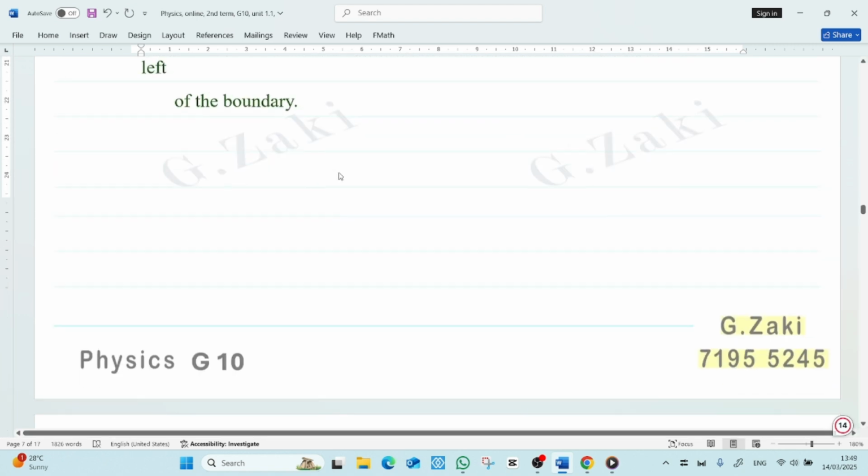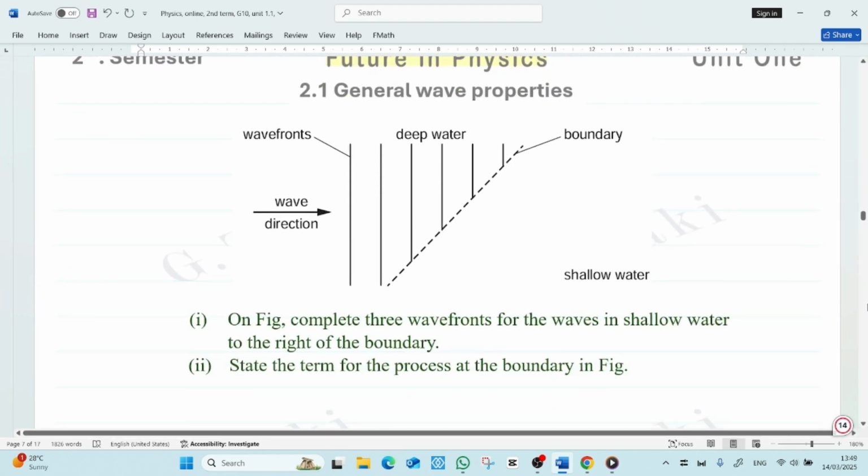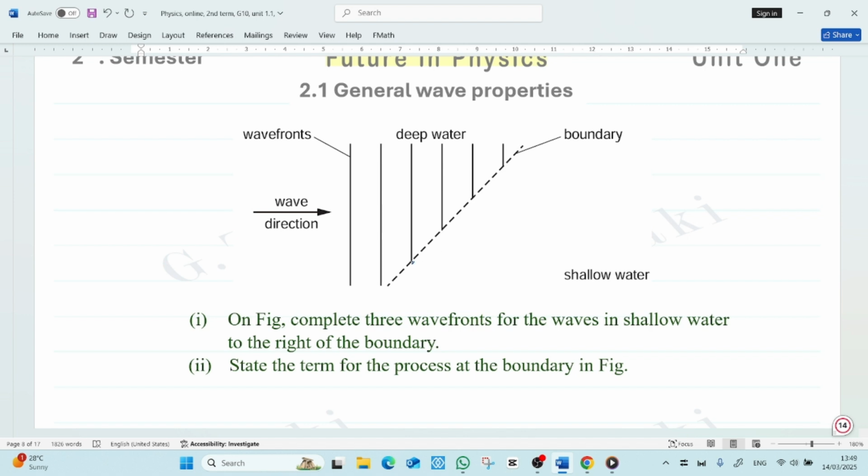Next part. Now, on the figure, complete 3 wave fronts for the waves in the shallow water. I advise you to start from this point and then draw a line and another line parallel to it, but with wavelengths less than. So remember, this is the wavelength in the deep water. This is the wavelength in the shallow water, it will be less. And the third one also, it must be parallel. All of them must be drawn by using the ruler, and they must be parallel to each other and the same separation.